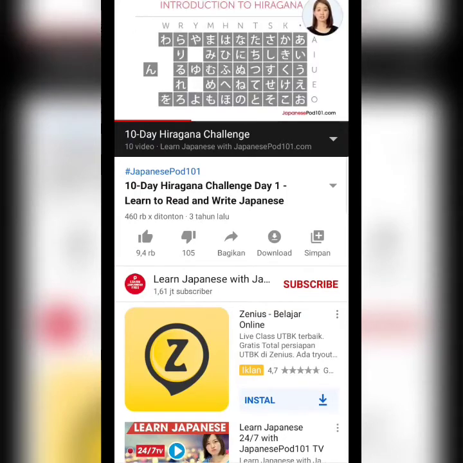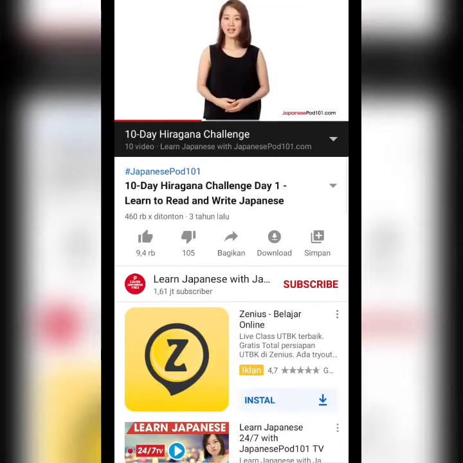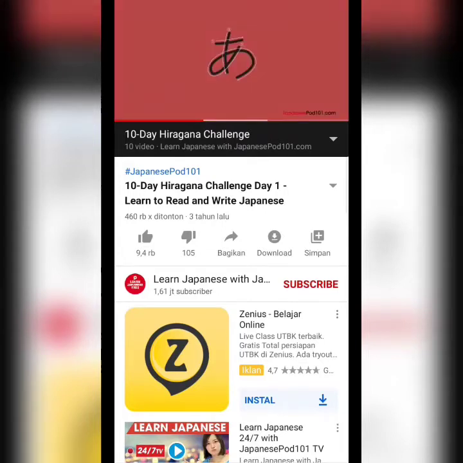Note that when Japanese is written vertically, you read it from right to left. So we'll be starting with this column. These 5 characters are the 5 vowel sounds in Japanese. The rest of the characters are made up of a consonant sound and one of these vowel sounds, except for the n character. Okay, are you ready to learn your first hiragana? Here we go! This is the hiragana character, a.